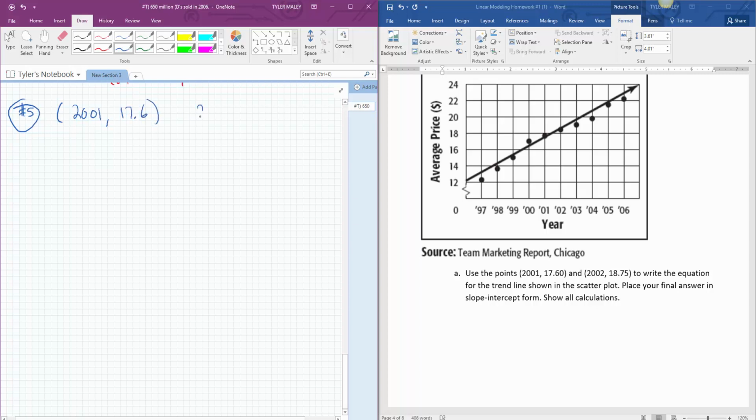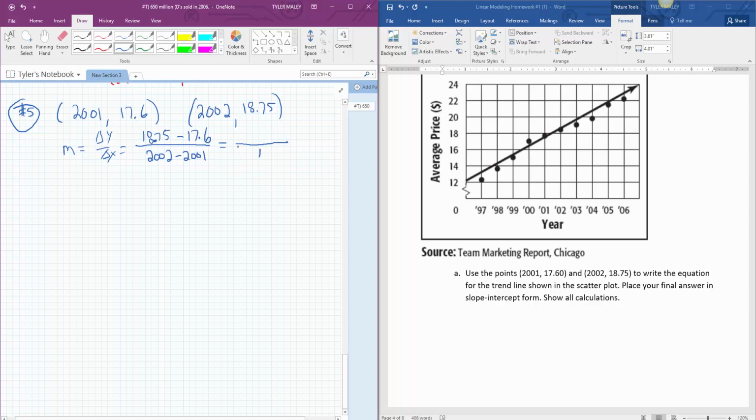And then we have 2002, 18.75, right? So when you're given 2 points and you want to find the equation, the first thing you always need to do is find the slope, right? Change in y over change in x. Should be pros at this by now, right? Finding the slope of a line. So we would take 18.75 minus 17.6 all over 2002 minus 2001, right? So 2002 minus 2001 is 1, right?